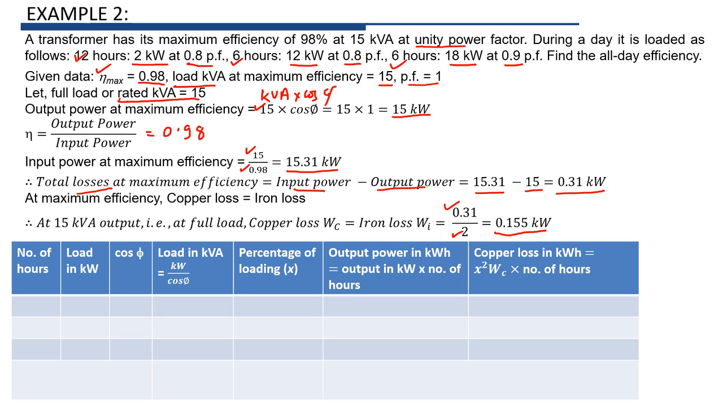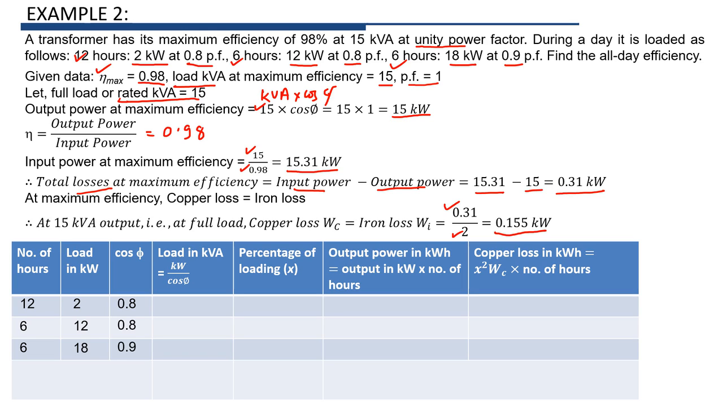So again we will prepare one table. The first column is number of hours. During the first slot these are 12. Next, during these 12 hours the load is 2 kilowatt. Then cos phi is 0.8. Then during the next 6 hours the load is 12 and cos phi is 0.8. During the next 6 hours the load is 18 kilowatt and cos phi is 0.9.